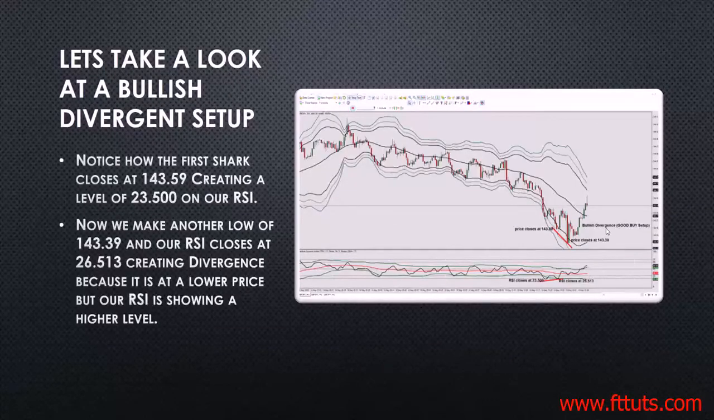Let's take a look at a bullish divergence setup. Notice how the first shark closes at 143.59, creating a level of 23.5 on our RSI. That's right here. Now we make another low of 143.39 and our RSI closes at 26.51, creating divergence because it is at a lower price right here, but our RSI is showing a higher level.